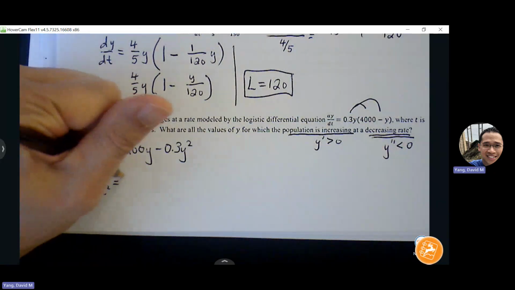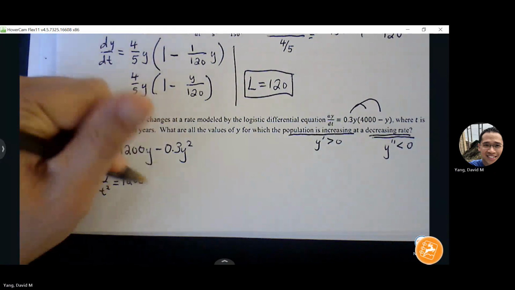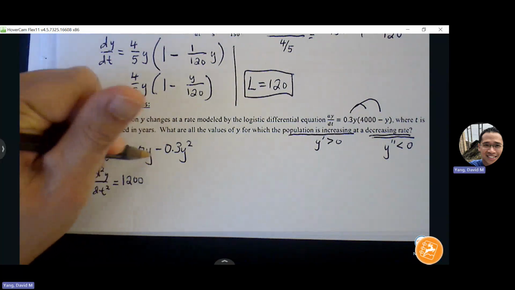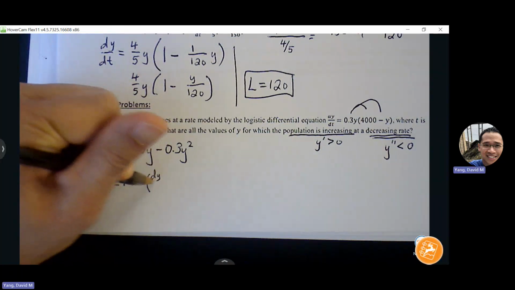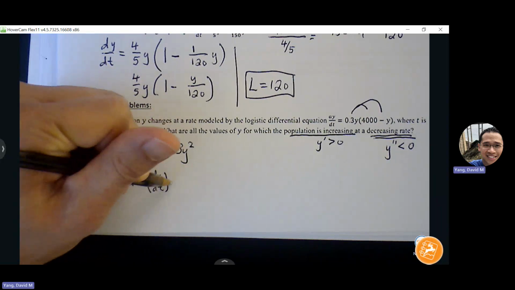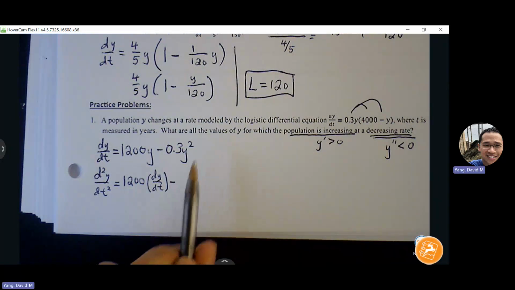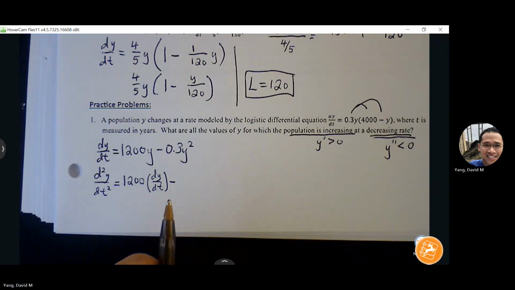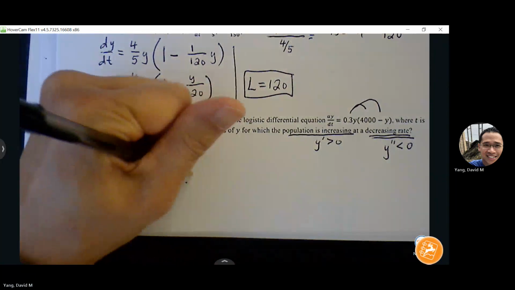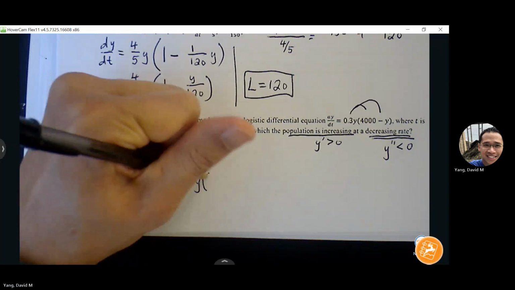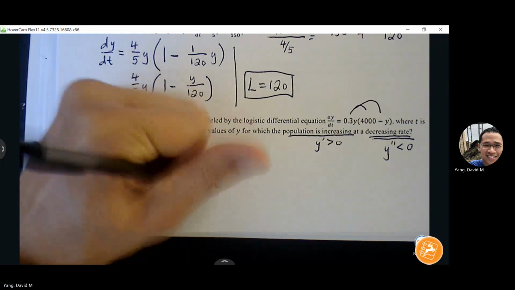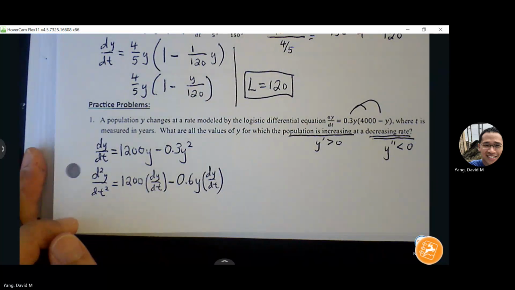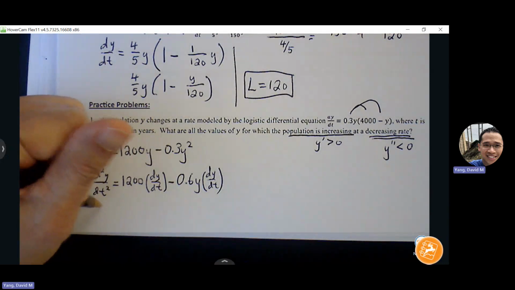1200y becomes what? Remember, time is the independent variable, so y becomes dy/dt. So it kind of has that related rates feel to it. 0.3 times y squared becomes... you factor out the dy/dt and set equal to 0.